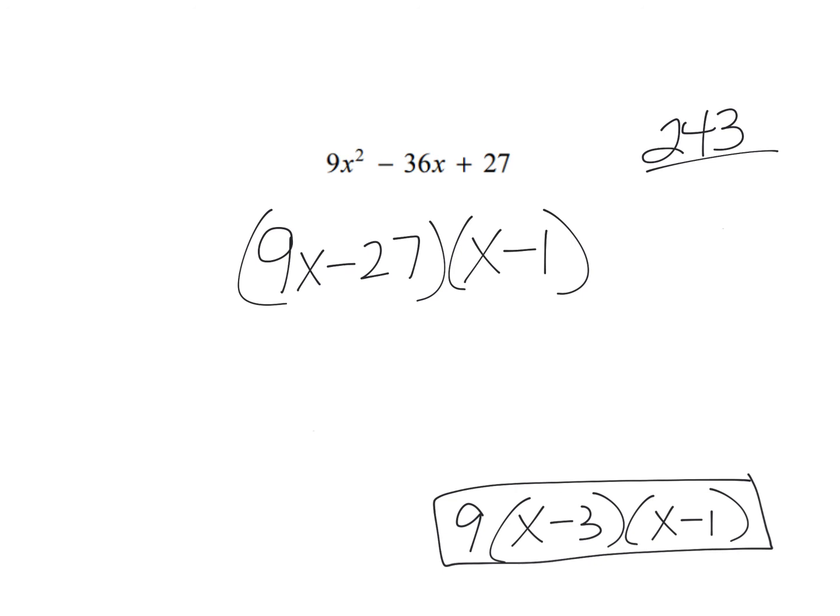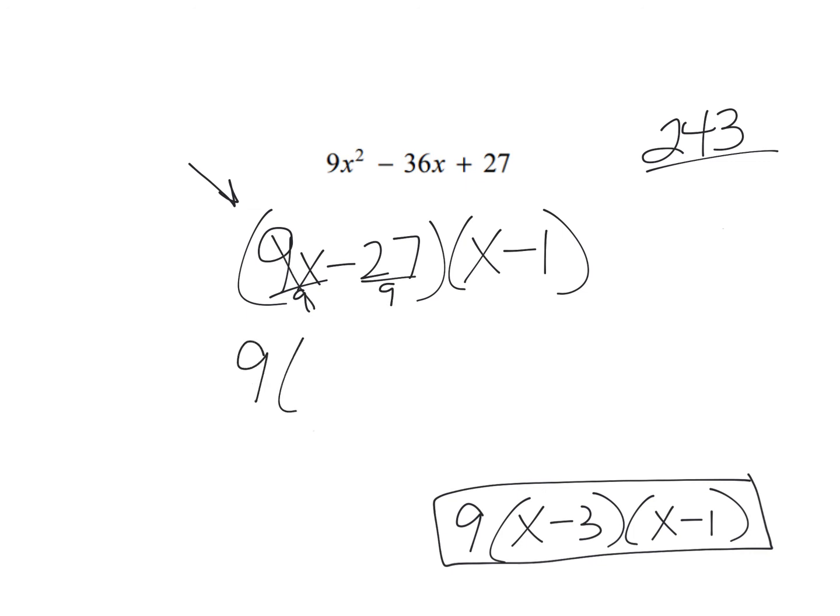Well, yeah, it's not completely simplified yet. And the reason is because in this first trinomial, I can still pull out a common factor. I can pull out the 9. And so I would do that now. And I put that 9 in front.